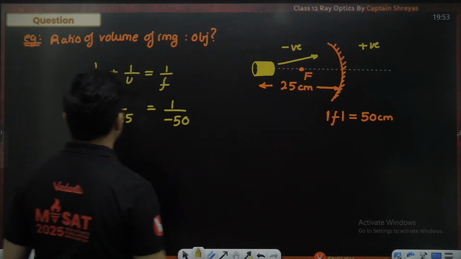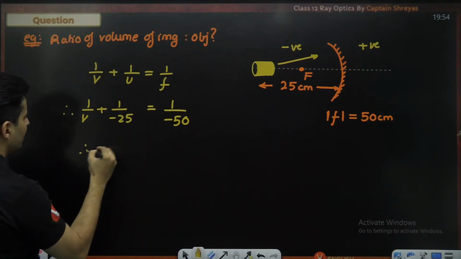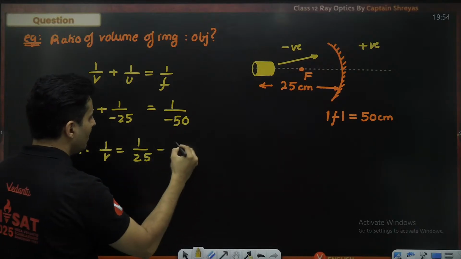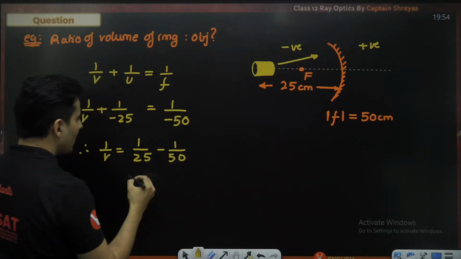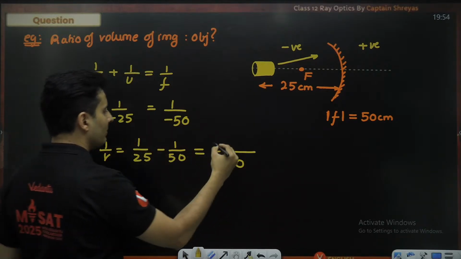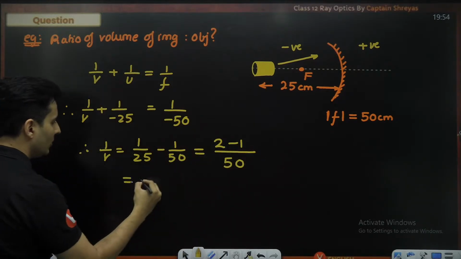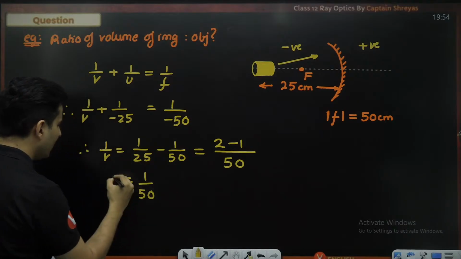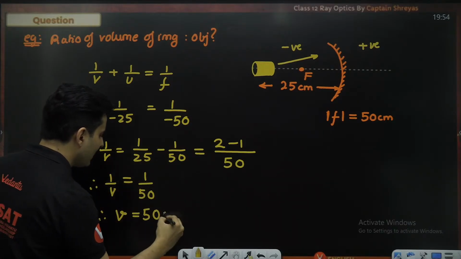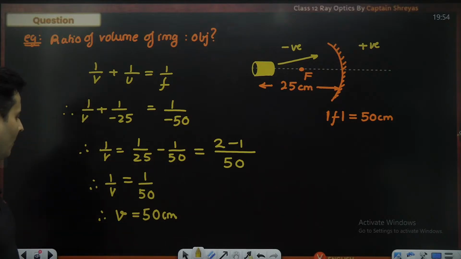Okay, perfecto. So solving this further, 1 by v, minus becomes positive. So 1 by 25 minus 1 by 50. LCM is 50. 25 goes in 2 times, minus 1. So 2 minus 1 is 1. So 1 by 50 is 1 by v. So v will be 50 centimeters.